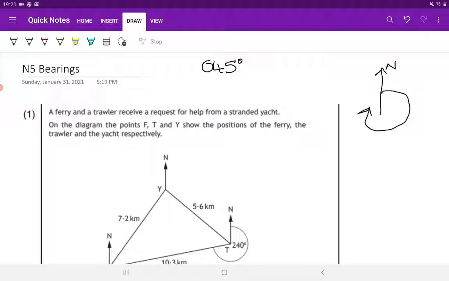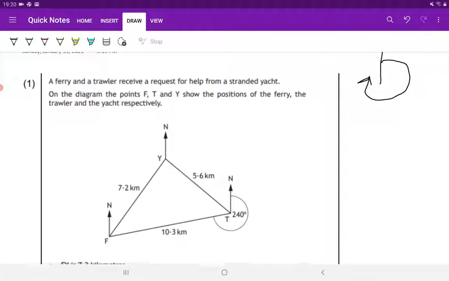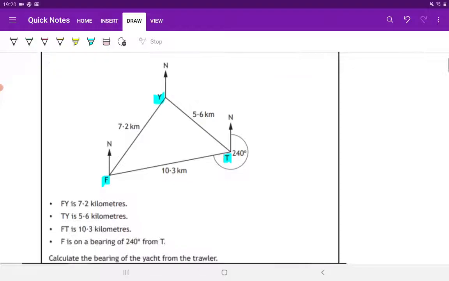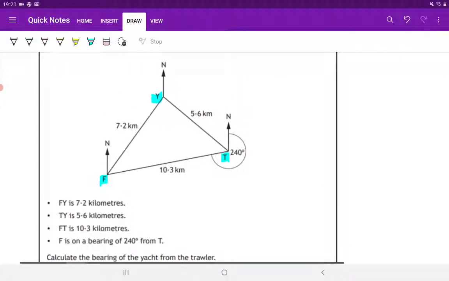Right, so question number 1. A ferry and a trawler receive a request for help from a stranded yacht. On the diagram, the points F, T and Y show the position of the ferry, the trawler and the yacht respectively. Now, FY is 7.2 kilometres, TY is 5.6 kilometres, FT is 10.3 kilometres, and F is on a bearing of 240 degrees from T. So there's the language that we need to think about. F is on a bearing of 240 from T means that if we are standing at T, the angle that the line to F is at is 240 degrees from north, okay? So F from T means you're standing at T and you're trying to get to F.